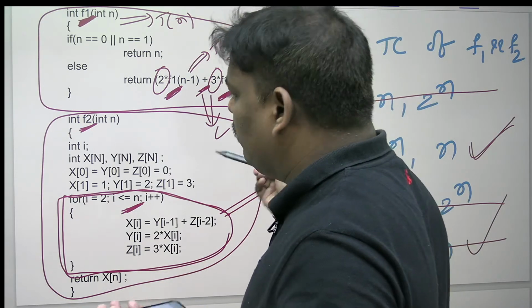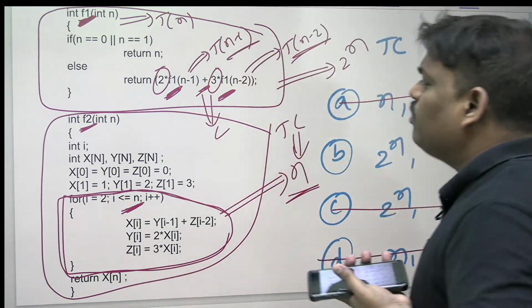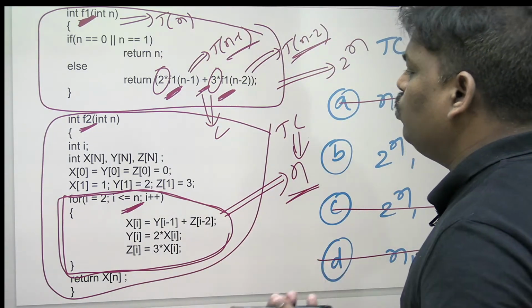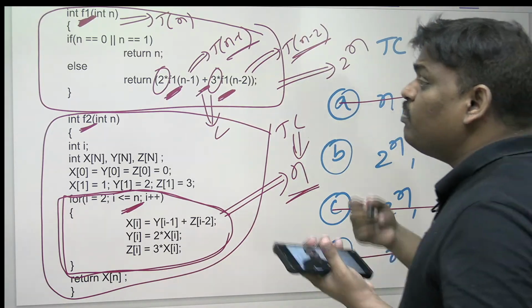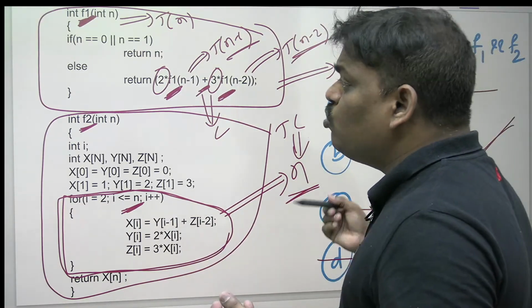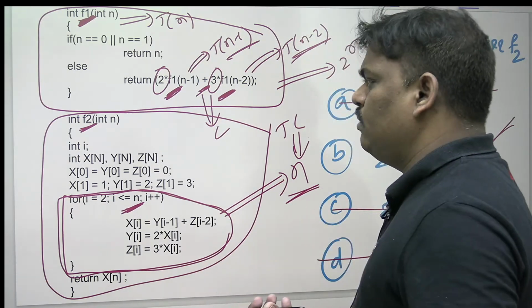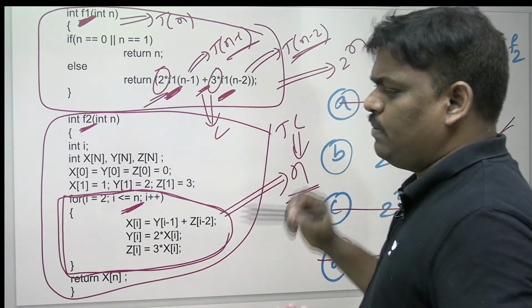Sometimes I will write it, and sometimes I don't. For time complexity, there is no need to write it; for something else, maybe you have to write the value. For something else, you may not need to write it. But for time complexity, you can skip it.